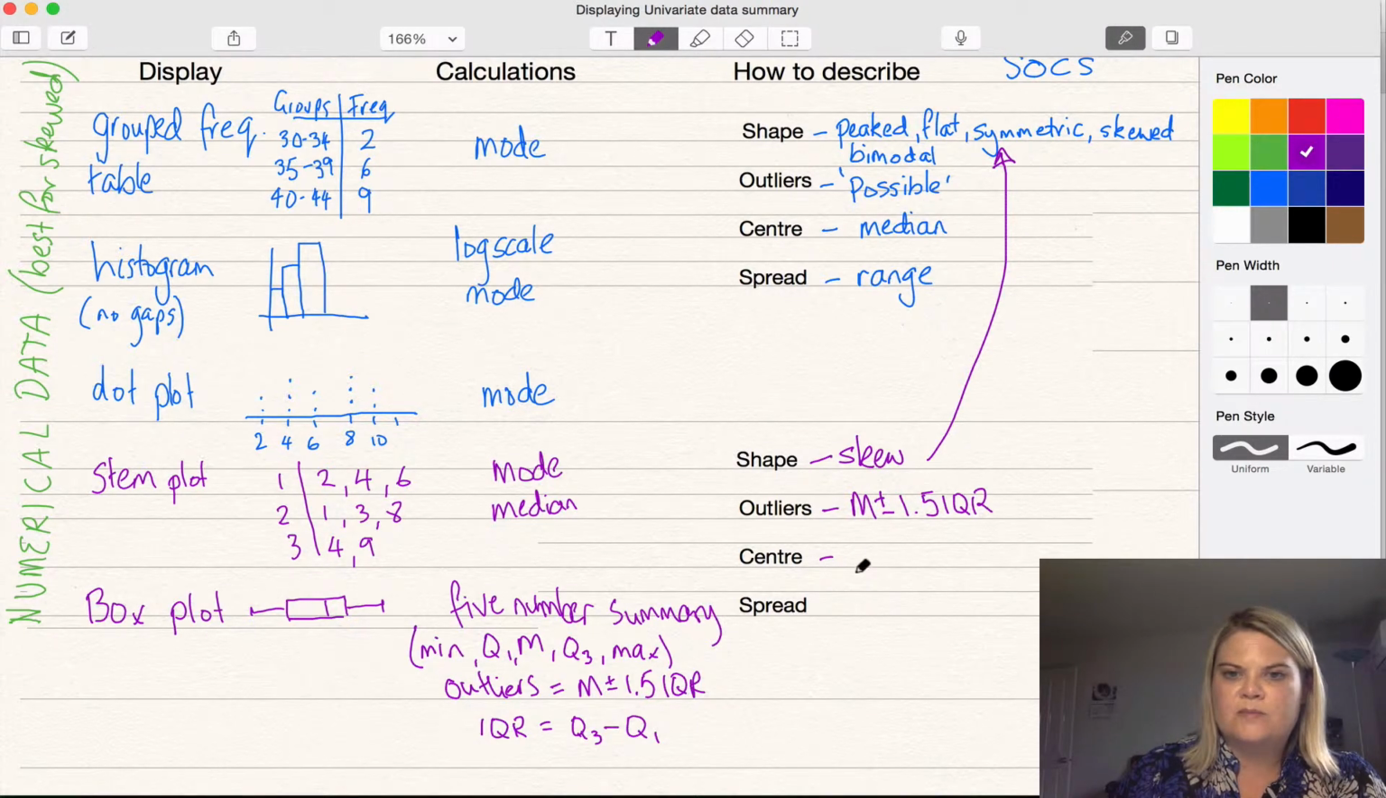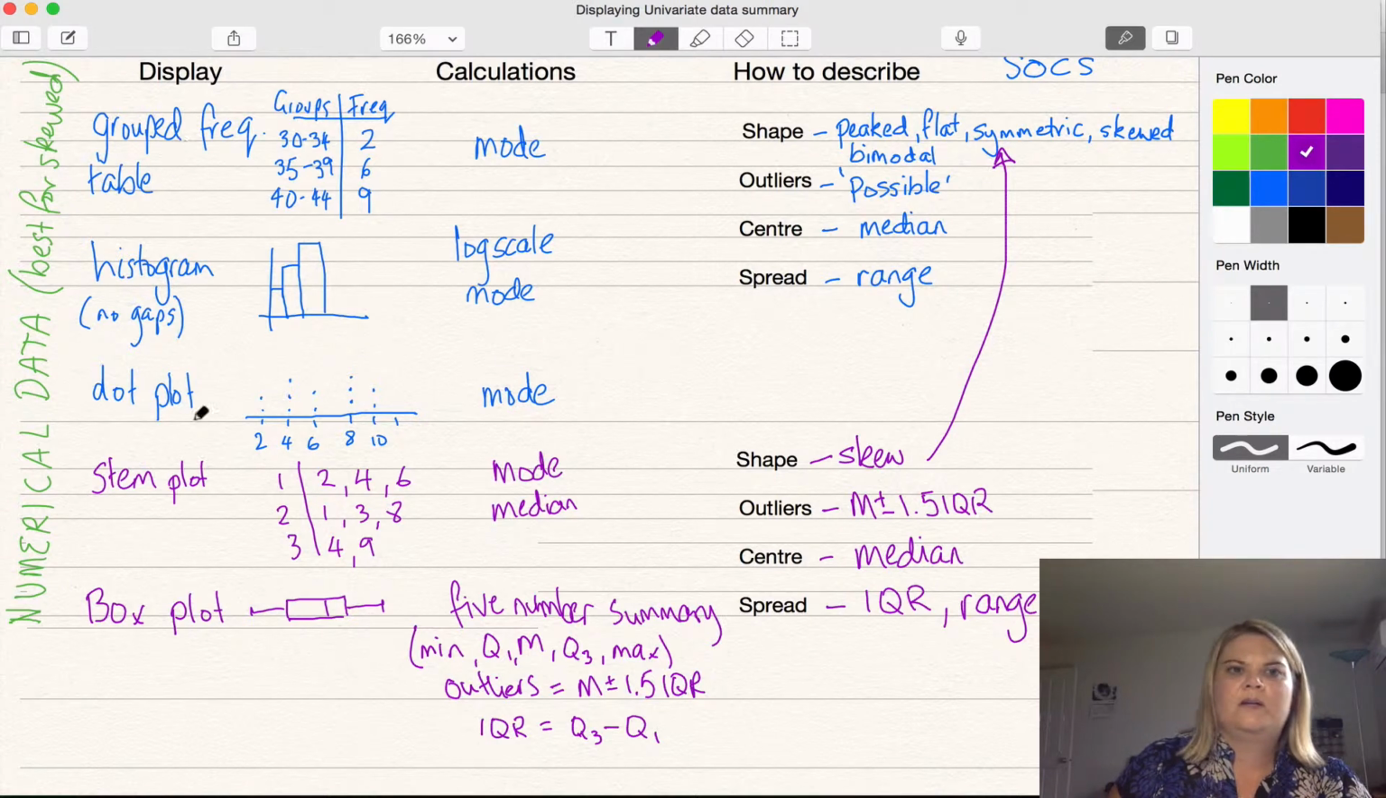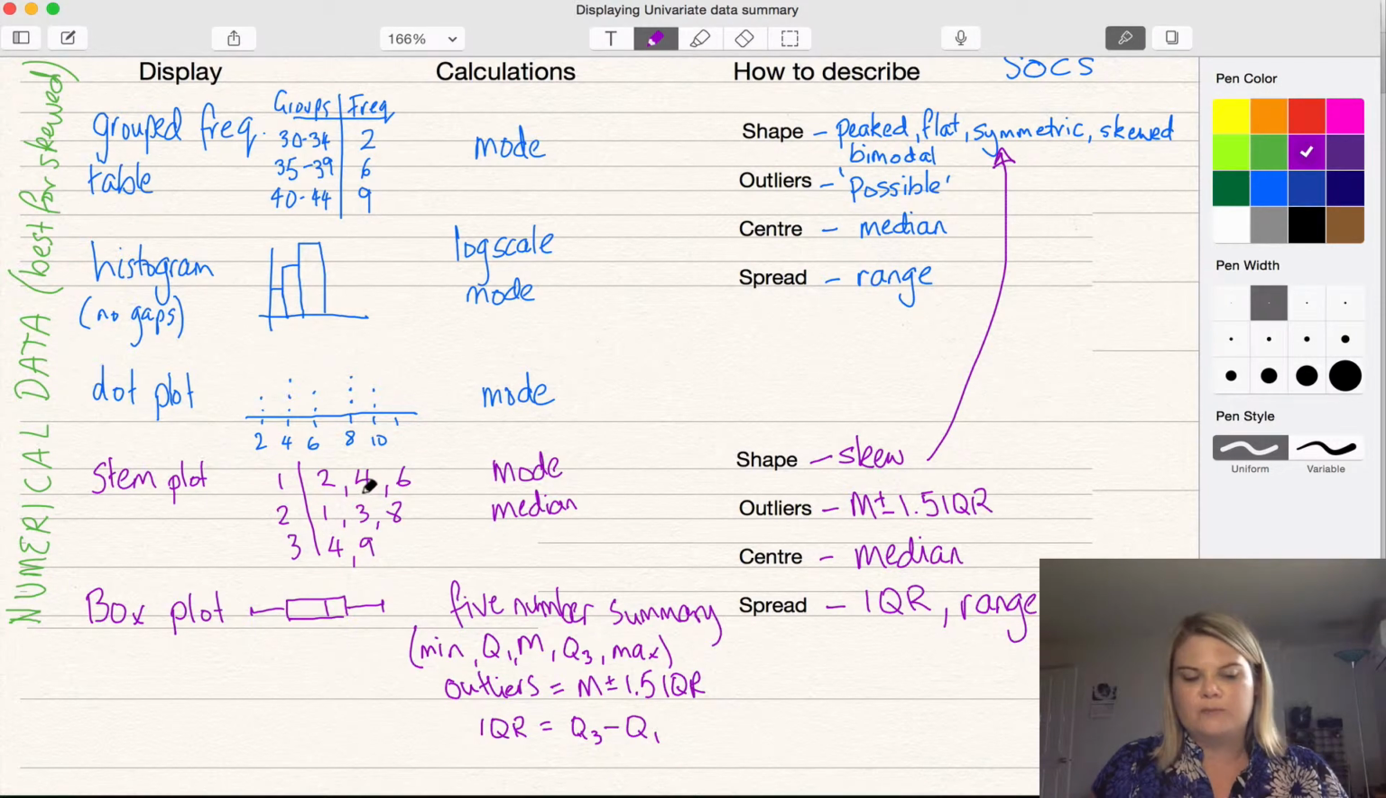The center of our spread is still best described by the median, and we can show the spread by using the interquartile range as well as the overall range. These types of displays are best if you have skewed data. So if you graph something and you notice it's skewed, it's best to use one of these ones. If you have symmetrical data, it's best to use the next one I'm going to show you.